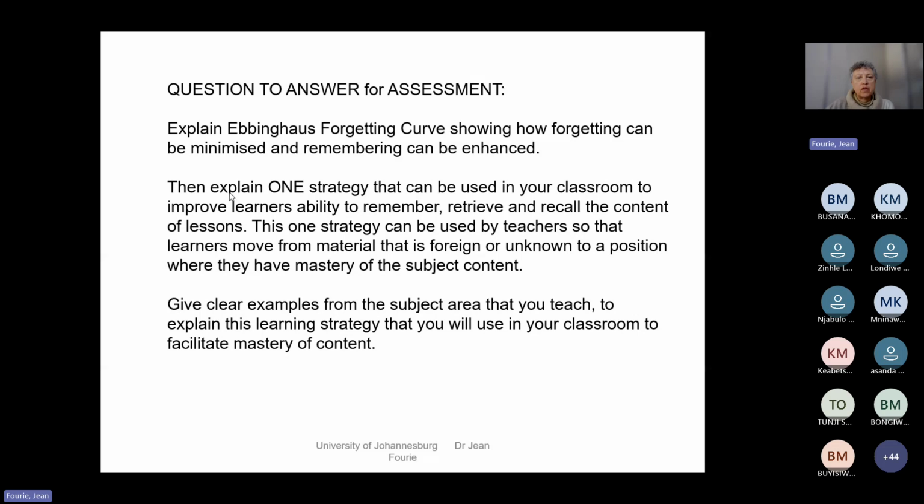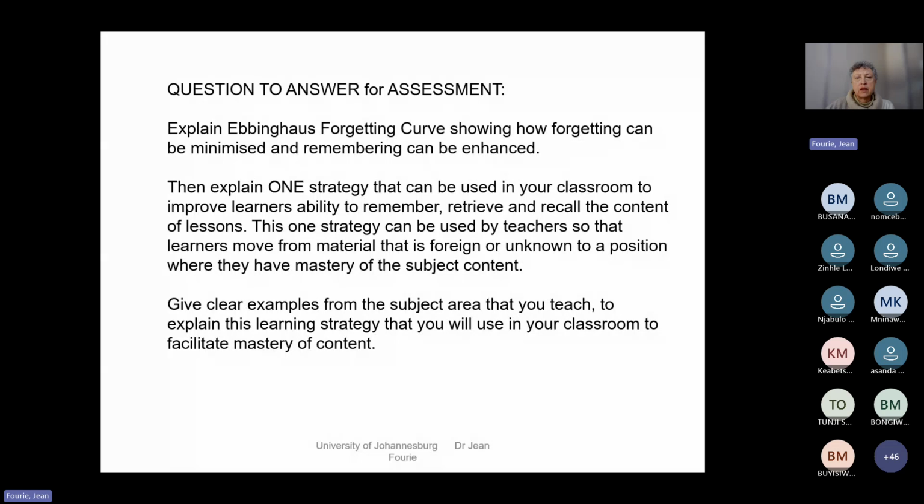And then you're going to explain one strategy that can be used in your classroom. In the lecture, I'm going to give you 6 strategies, and you are going to choose one of those 6 that you will do for this little mini essay that you're writing. So of the 6, you choose one, and you can choose any one that appeals to you.